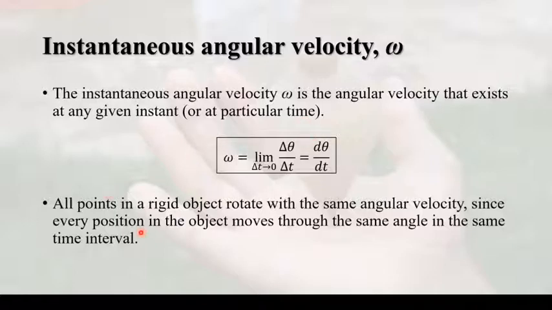Okay, now just now we said whenever you want to analyze a rotational motion, we are just going to select one particle. Is it valid? Can we use it for all the other particles? Of course we can. Why? Because all points in a rigid body rotate with the same angular velocity, regardless of which point you are using. Since every position in the object moves through the same angle in the same time interval, they all have the same angular velocity.